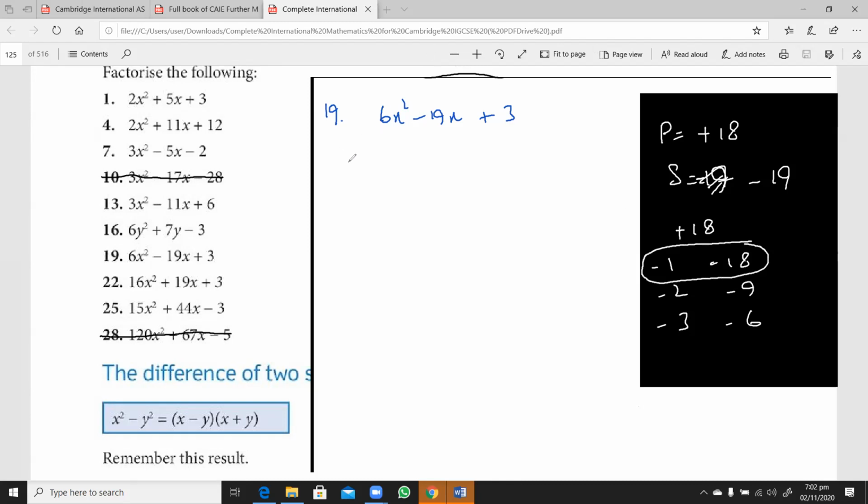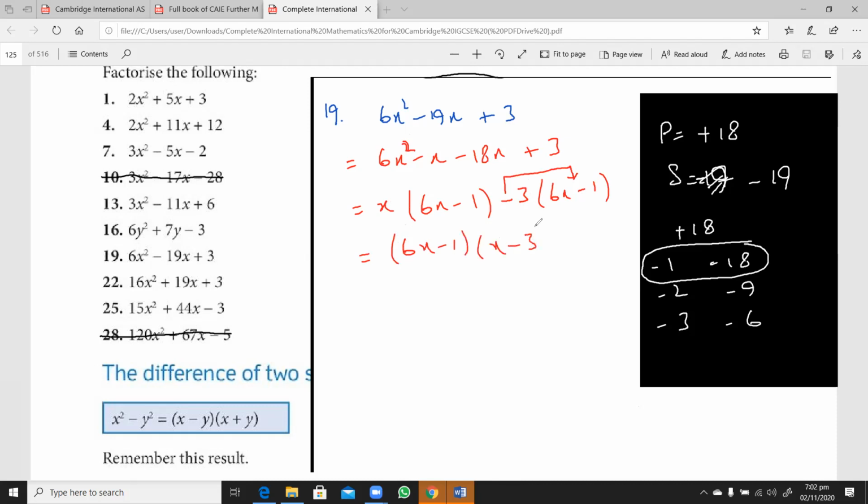Okay, so we write it as 6x squared minus x minus 18x plus 3. Okay, now look at this very carefully. I'll be taking x common from here. This is 6x minus 1. What should I take common from here? 3. Should I take minus 3? Minus 3, because it has the minus with this. This is going to be 6x and then minus 1. When you've taken minus common, look at this. What is minus into minus? If you expand this, you will get your 3 back. Okay. So this is 6x minus 1 times x minus 3.